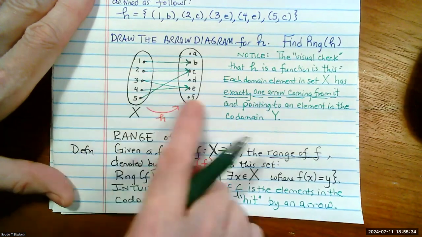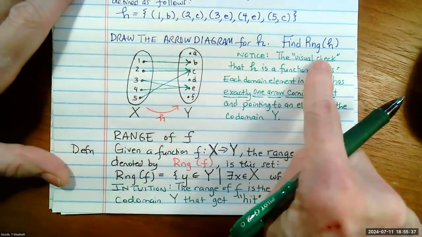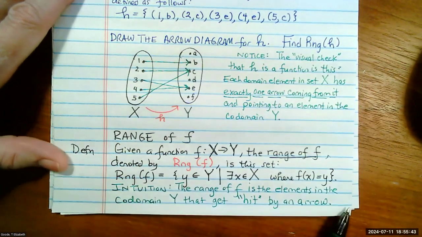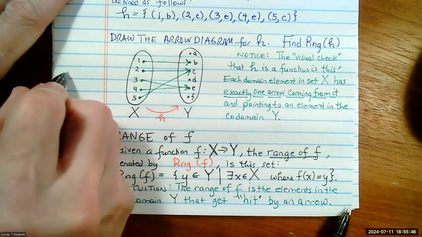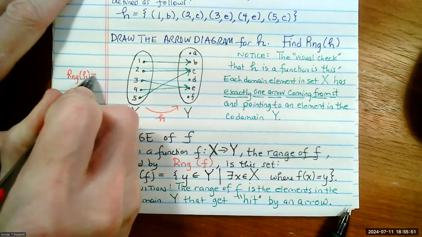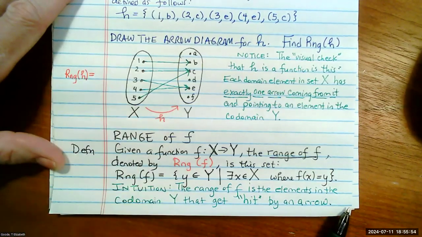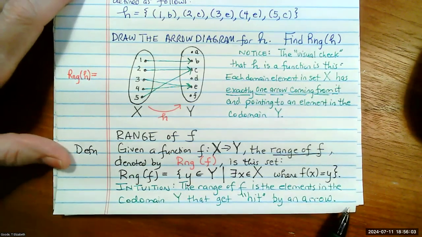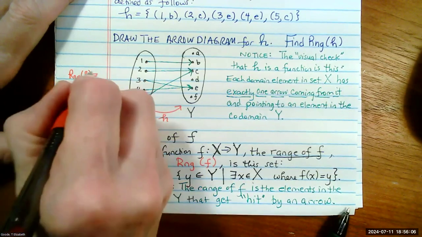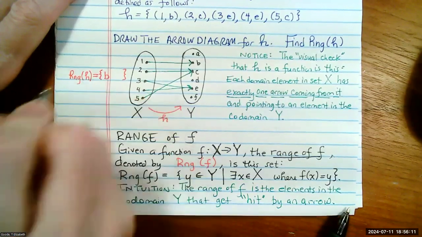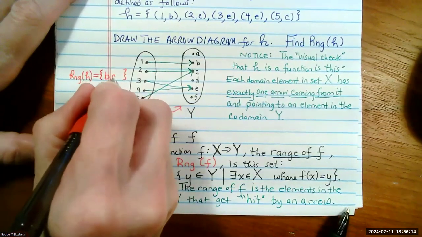So now if we go back and look for the range of H here, it's pretty easy to see the range of H. What is the range of H here? What are the elements that actually get hit by an arrow? Anybody? B, C, and E. Exactly.